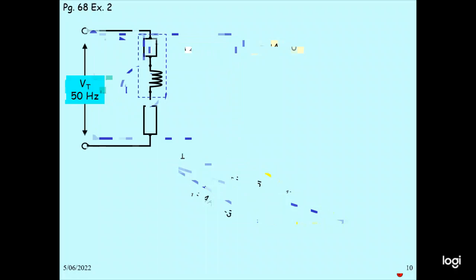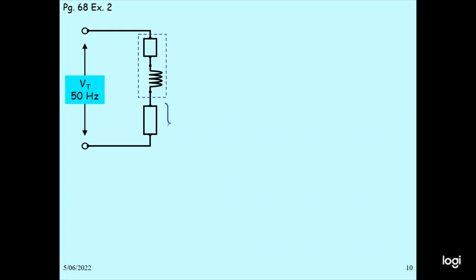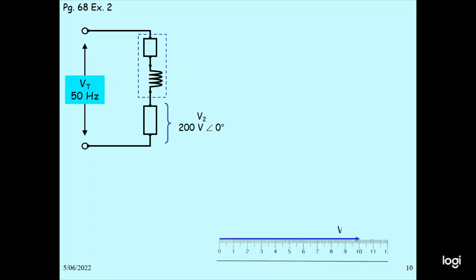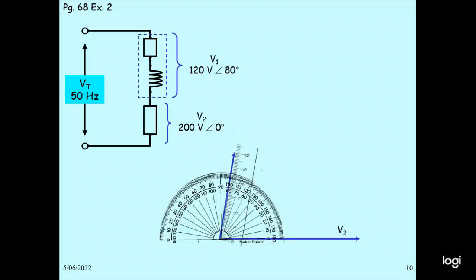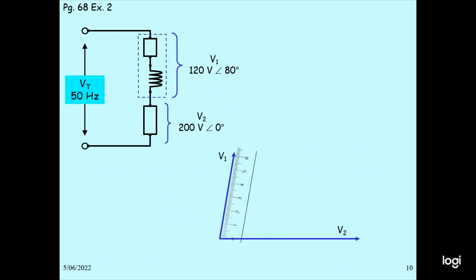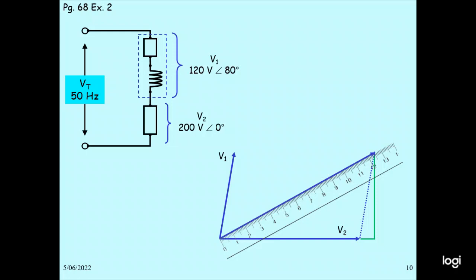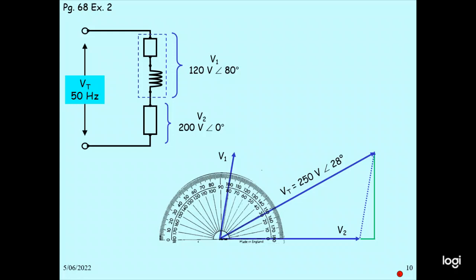This is for the supply, 50 hertz volts. This is an electric resistor and a coil. We have 200 volts, reference angle 0. So this is V1, 124 at angle 80. So we add V1 and V2. Then we draw the parallelogram and we measure the diagonal. So that will be the magnitude value: 250 volts at angle minus 28 degrees.